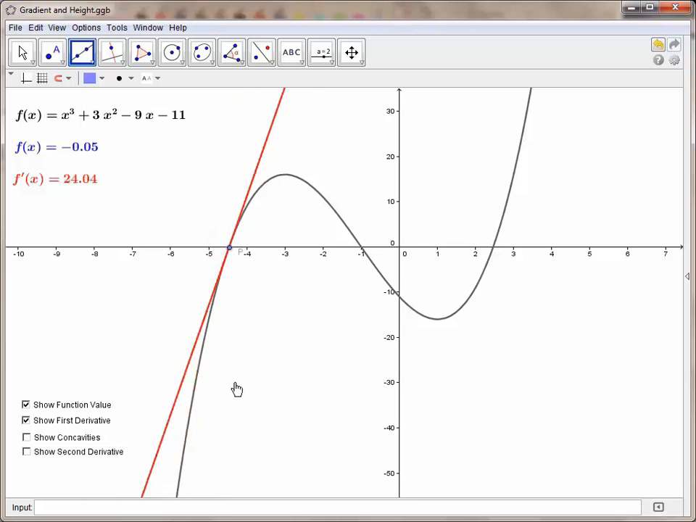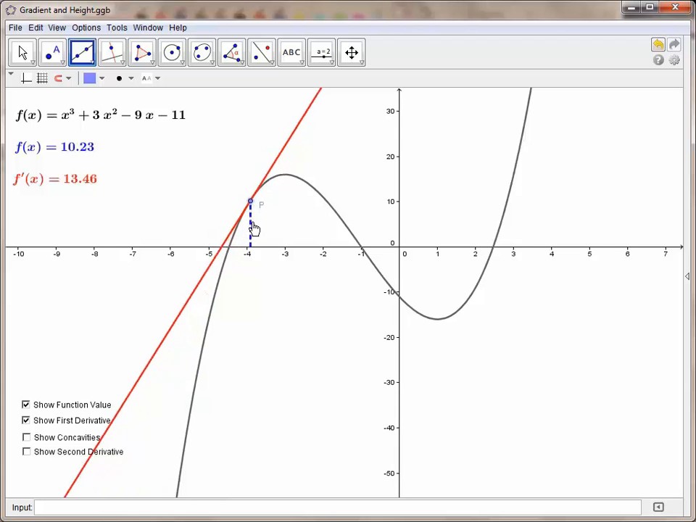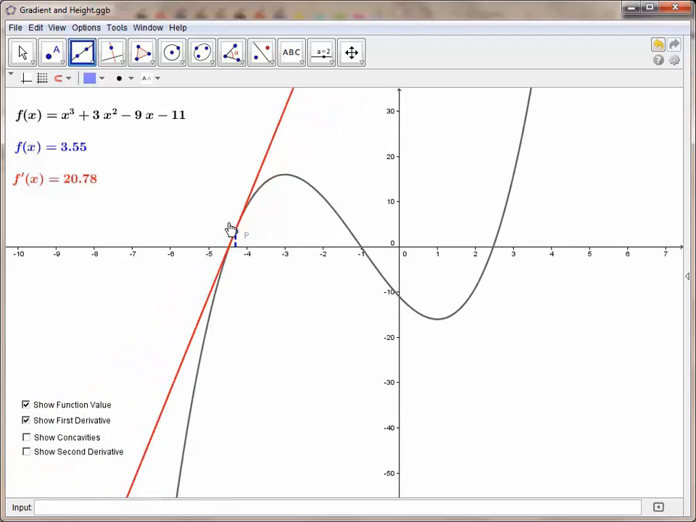So if we're somewhere around here on the curve, we can see that our tangent has a positive gradient. It's increasing from left to right. That's going to be the case anywhere on this left-hand side of the function. This first derivative is going to be always positive.